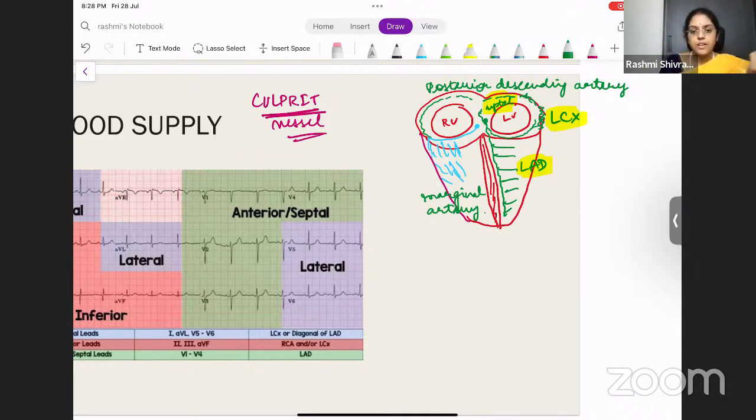On the right coronary side, it is the marginal artery and the posterior descending artery. So we have seen which arteries are most important and what area each is supplying. Now when you say there is a lateral wall MI, which arteries are included? The left anterior descending artery or the left circumflex artery? So you can say that is a left coronary artery lesion, isn't it?